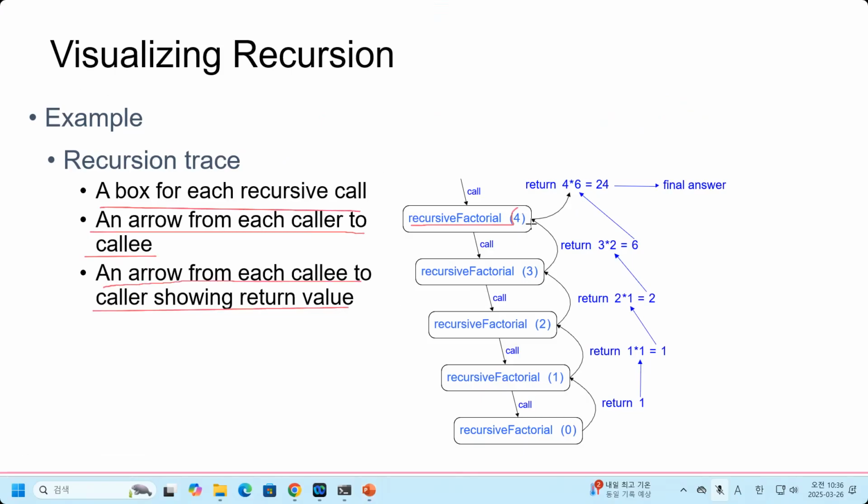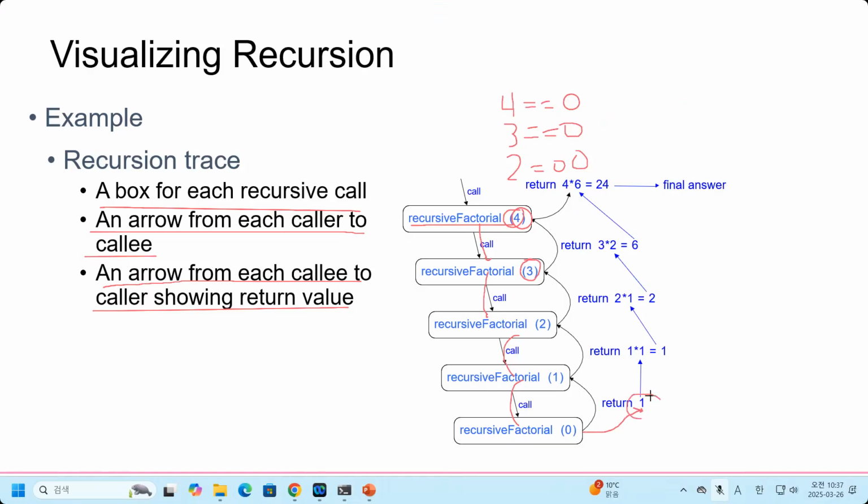Now I have the recursive factorial form. It will check 4 equals to 0. No. Then we go calling 3. It becomes 3. 3 equals to 0? No. It goes 2. 2 equals to 0? No. 1 equals to 0? No. 0 equals to 0? Yes. Because it is yes, then it returns 1.